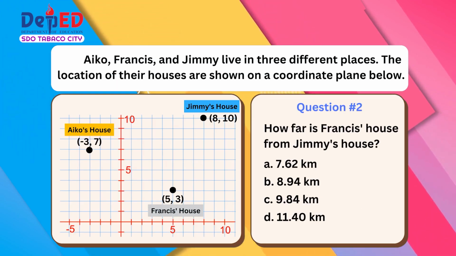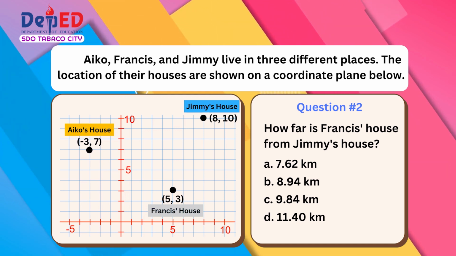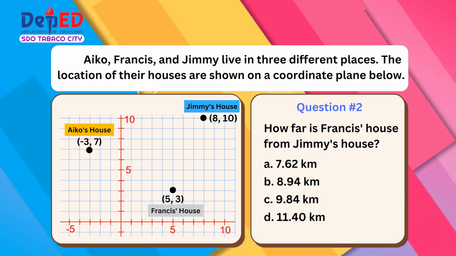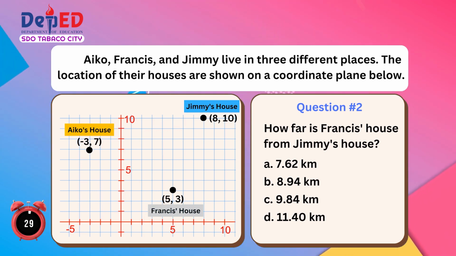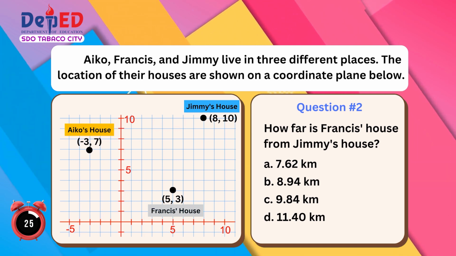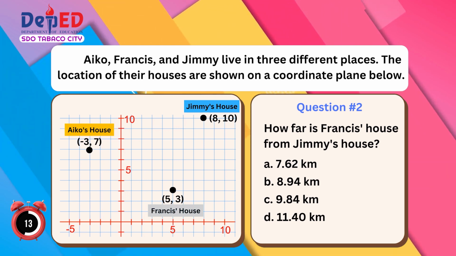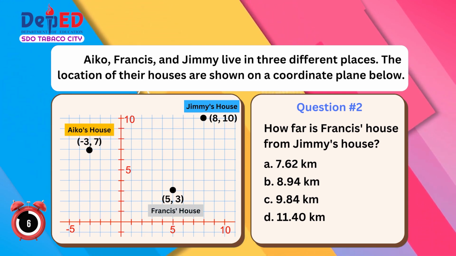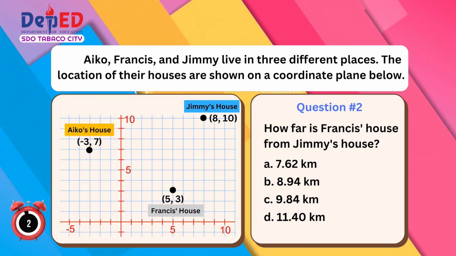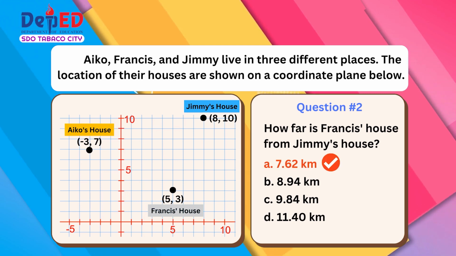Number 2. How far is Francis' house from Jimmy's house? A. 7.62 kilometers. B. 8.94 kilometers. C. 9.84 kilometers. And D. 11.40 kilometers. Amazing! The answer is A.